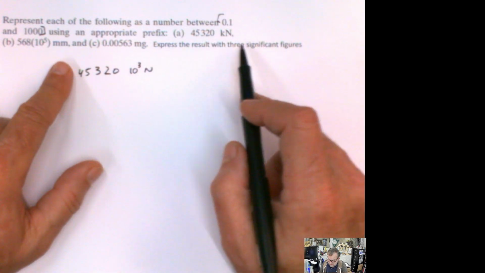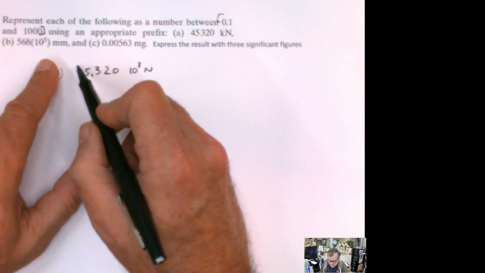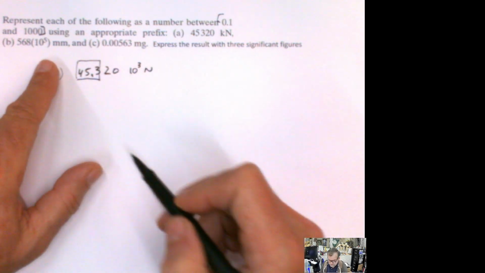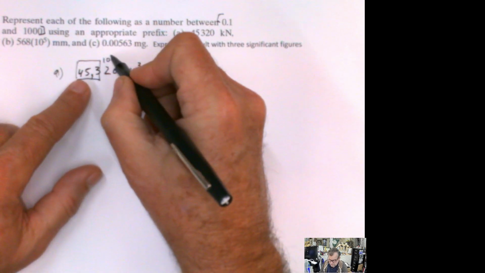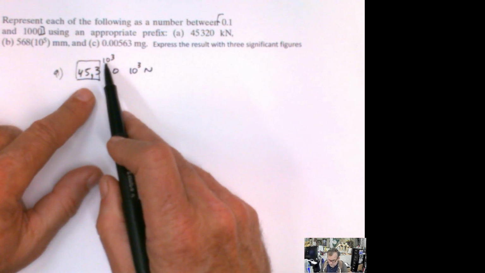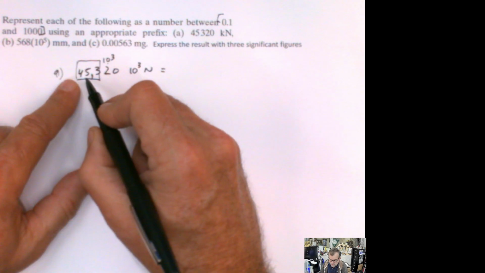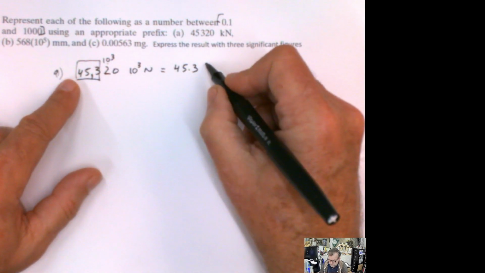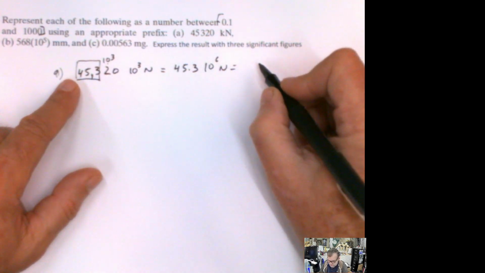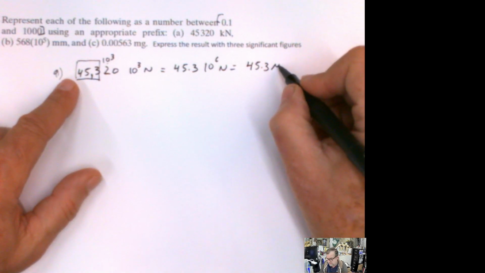Now you can see that if I just make a cut, let's say here, in this number, right there, I can have three significant figures like that, and then this is also 10 to the third here, and if you have 10 to the third multiplied by 10 to the third, that's 10 to the sixth. So basically the number could be 45.3. Now 10 to the third, 10 to the third, 10 to the sixth newton, which is 45.3, and 10 to the sixth is mega. So we will have mega newton.